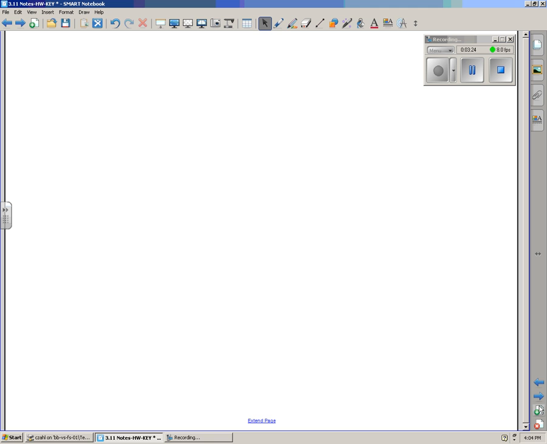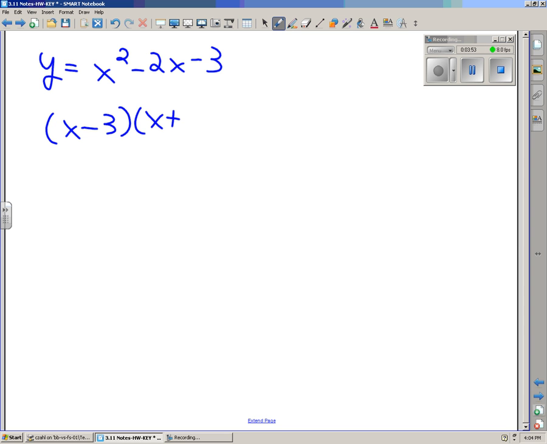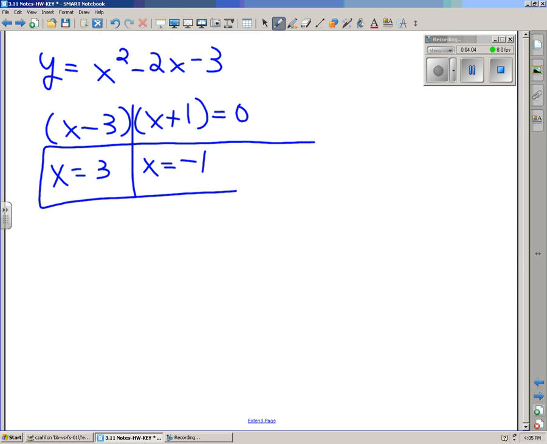So the next one you're looking at is y equals x squared minus 2x minus 3. Sorry, I didn't write that right at first. In order to do this by factoring, we need to do an IAM on this problem. The IAM is going to be x minus 3, x plus 1 equal to 0. When we find our zeros, we're going to get the zeros to be 3 and negative 1. So these are the zeros.